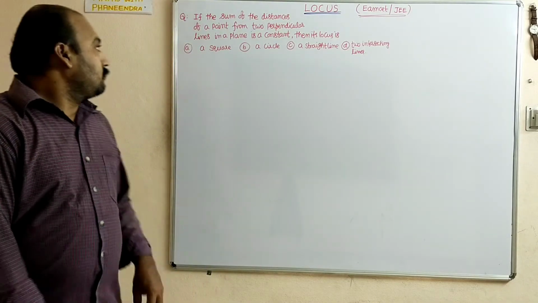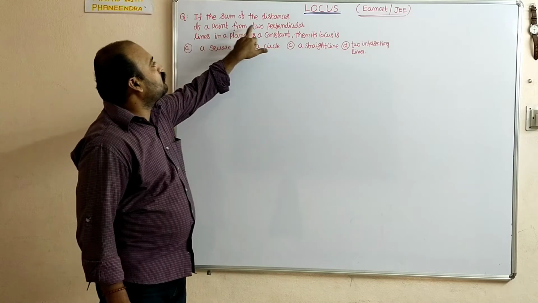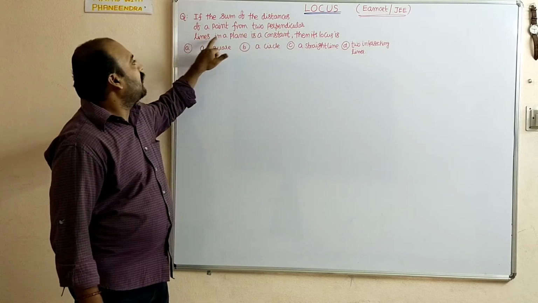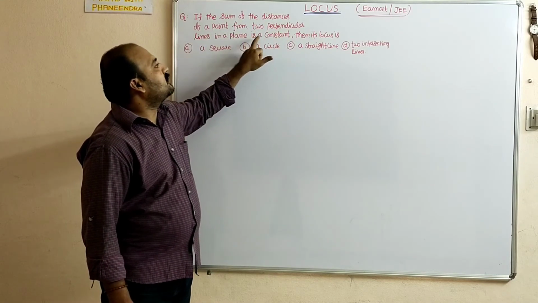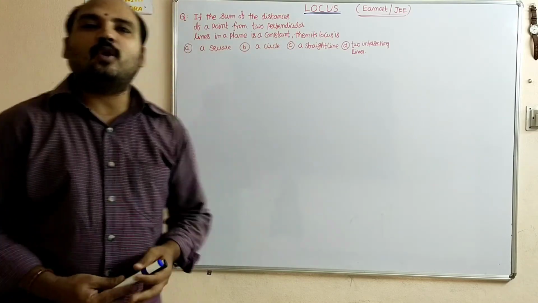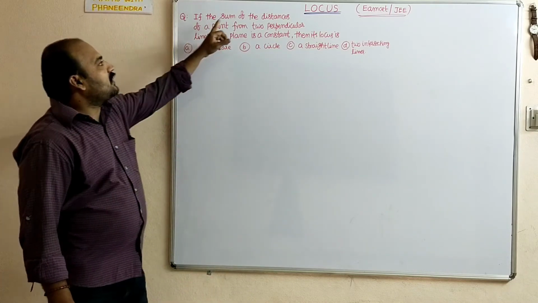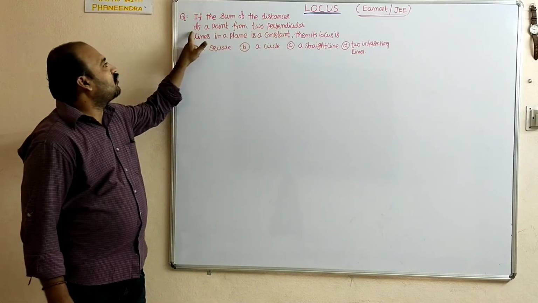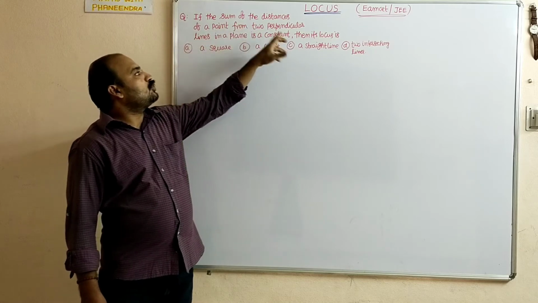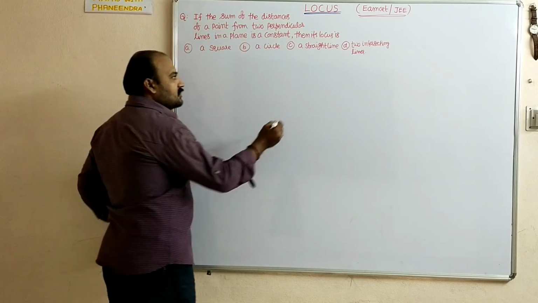The next question. If the sum of the distances of a point from two perpendicular lines in a plane is a constant, then its locus is. So first you have to draw the rough figure according to the question. If the sum of the distances of a point from two perpendicular lines in a plane. So this is the plane.